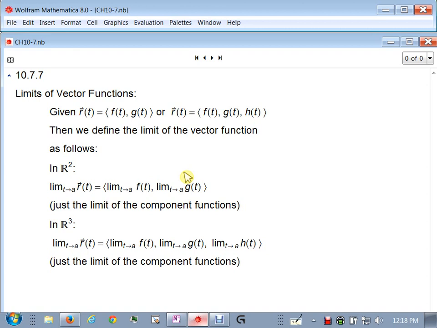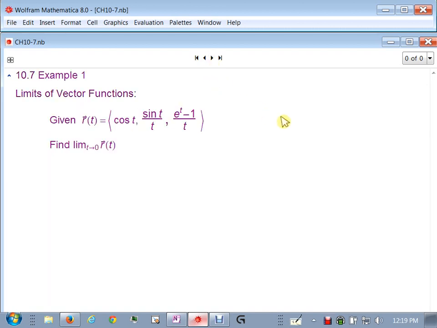If you take the limit of a vector function, the good news is that all you have to do is take the limit of each of the component functions. So if you want to know what's happening to a vector function as t is getting close to something, you just look at each component and apply Calculus 1 to it. In 3D, it's the same thing. The limit goes to all three. For example, given the vector function r of t equals cosine t, sine t over t, e to the t minus 1 over t, find the limit as t goes to 0.